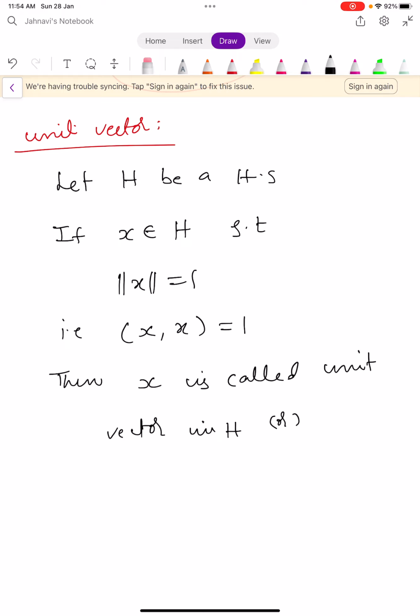It is also known as a normal vector in H. Let us see again. H is a Hilbert space, and x is an element of H such that norm x is equal to 1, which means inner product of x comma x is equal to 1. Then this element x is called a unit vector or normal vector in the Hilbert space H.